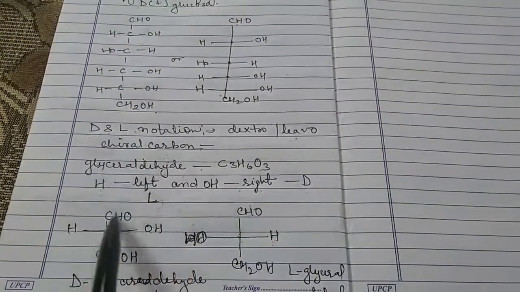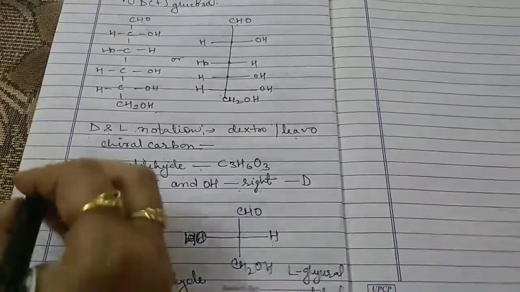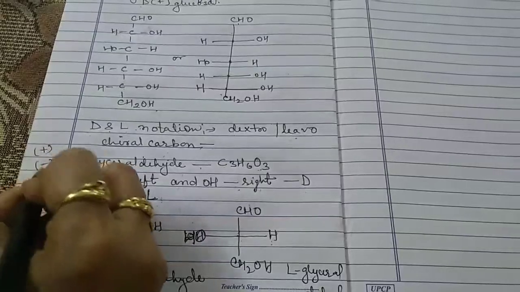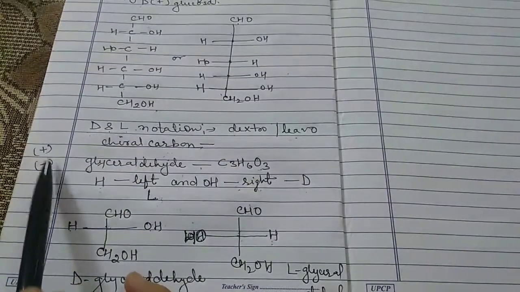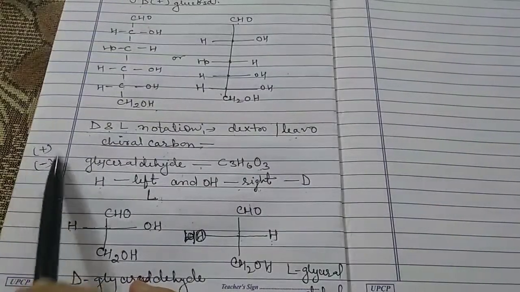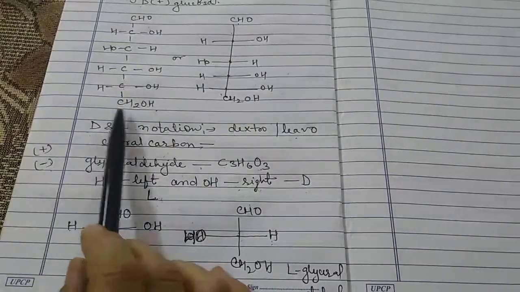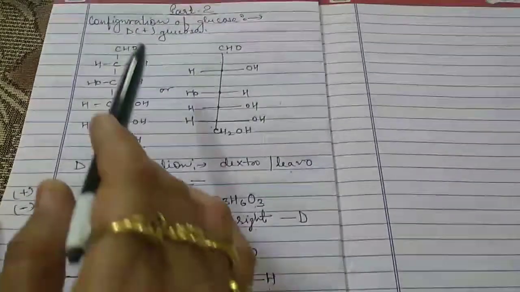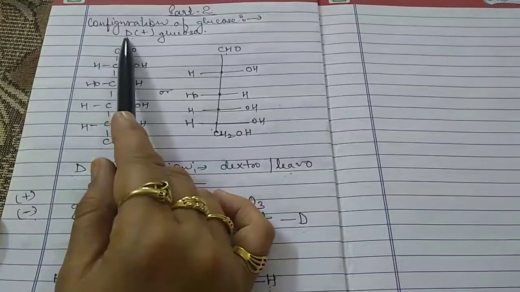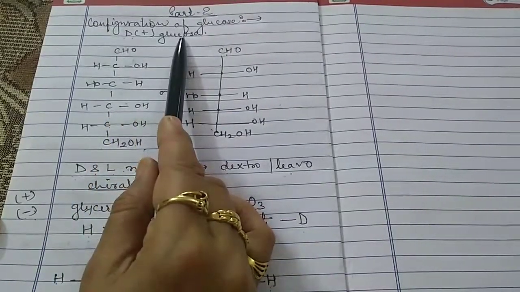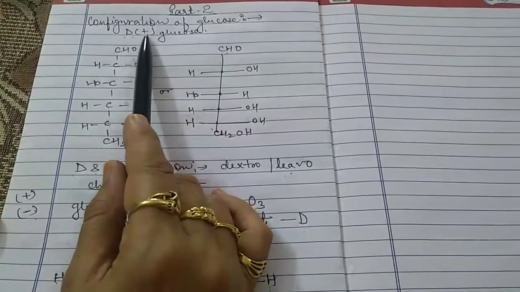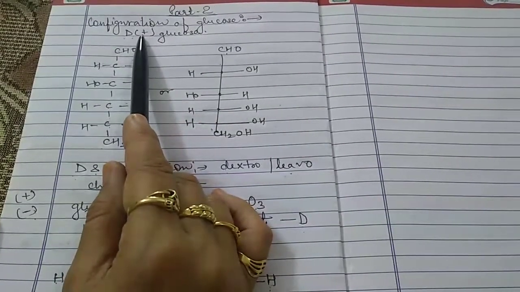Now, we also use two signs, one is plus and another one is minus. We have already discussed that glucose is also considered as D plus glucose. Let us discuss these signs. What is the meaning of these signs?